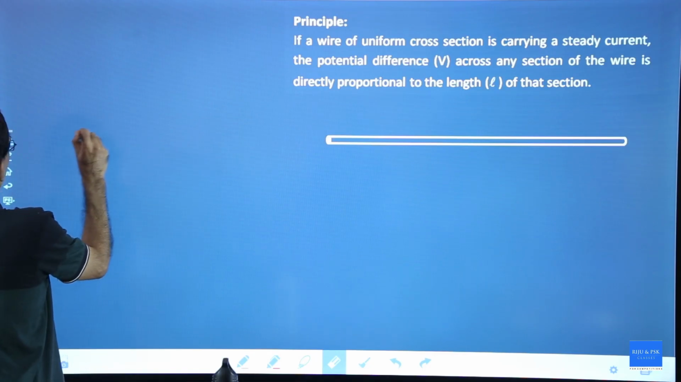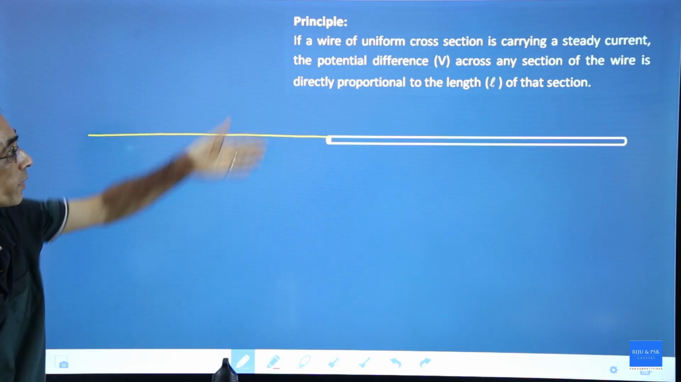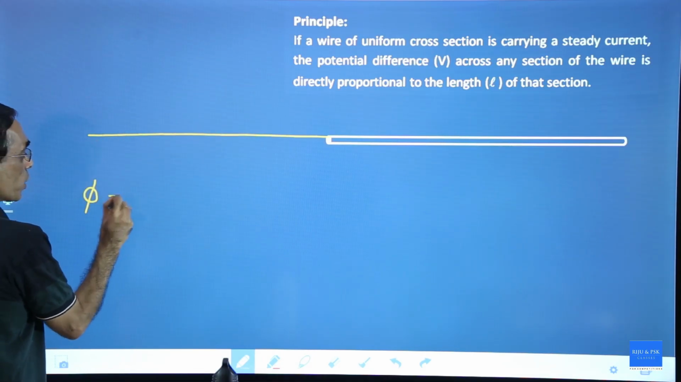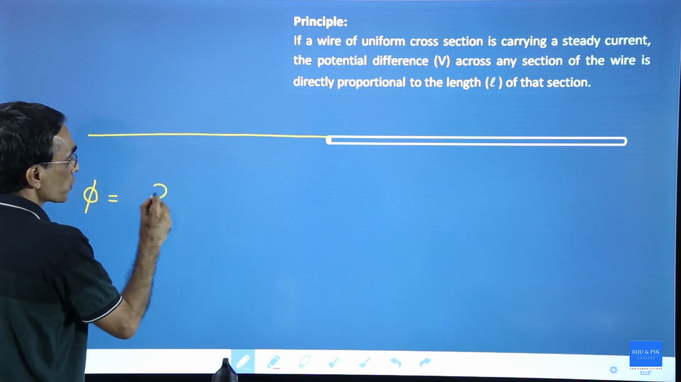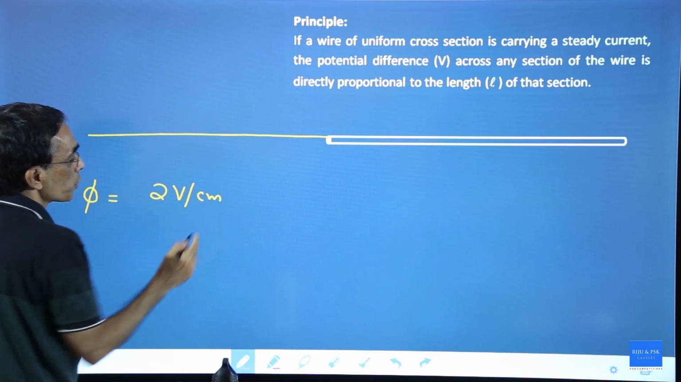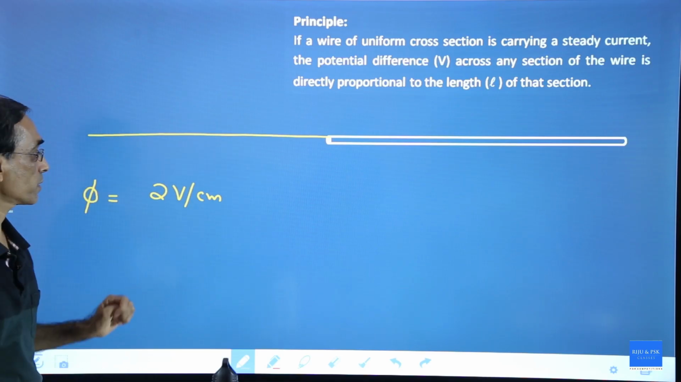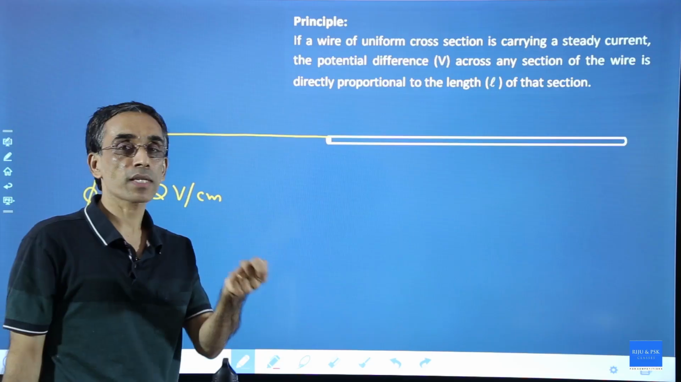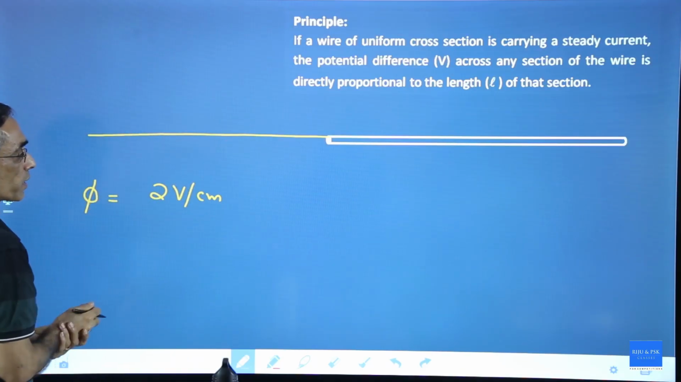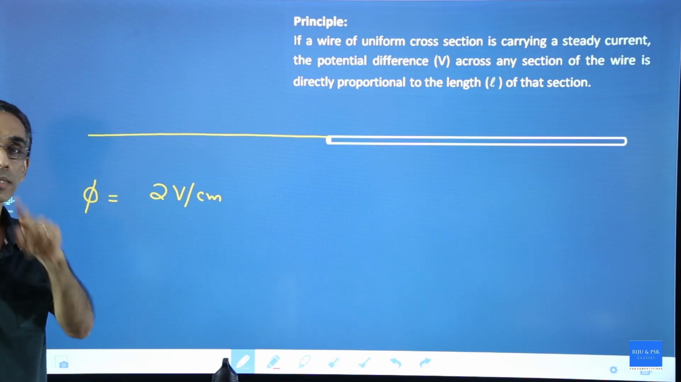Now another point, say there is a wire, a uniform wire, and say that this wire has got a potential gradient of 2 volt per centimeter. That is a potential gradient in the wire. How to produce potential gradient? That is by passing a current. If you pass a current, potential gradient will be created. And I am telling you that there is a potential difference of 2 volt per every centimeter.